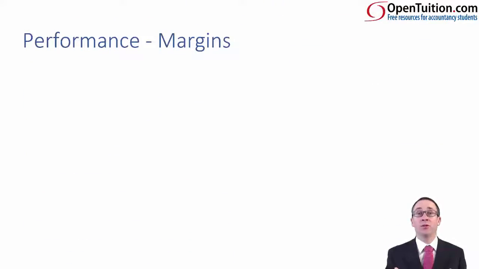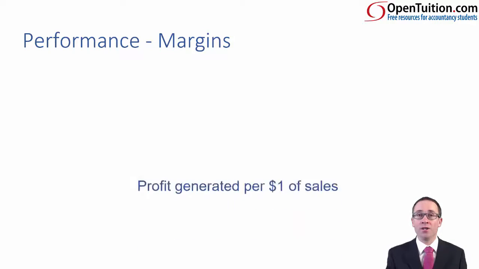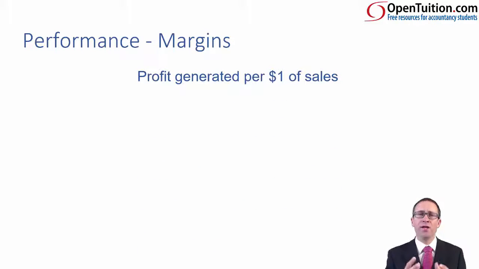So the first ratios that we're going to look at are the margins. I think all of these three will be familiar to you, so it shouldn't cause you any great difficulty within the exam. But nonetheless, it's worthwhile recapping them and making sure that you are happy with them. So what does a margin tell you? Well, it's a really useful figure, because it looks at the profit that you generate per $1 of sales.